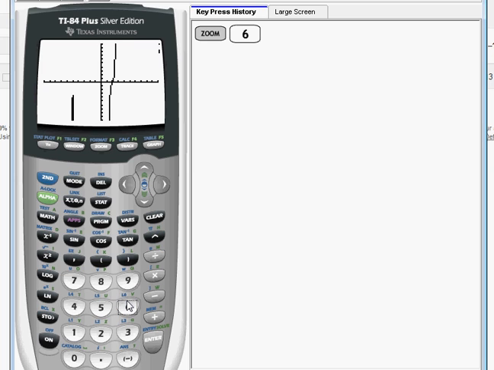Hopefully I can see it. Notice here that it looks like there's a corner right here, but again, all polynomial functions are smooth and nice curves, so therefore there's no corner here. We just have to make our window a little bit better.